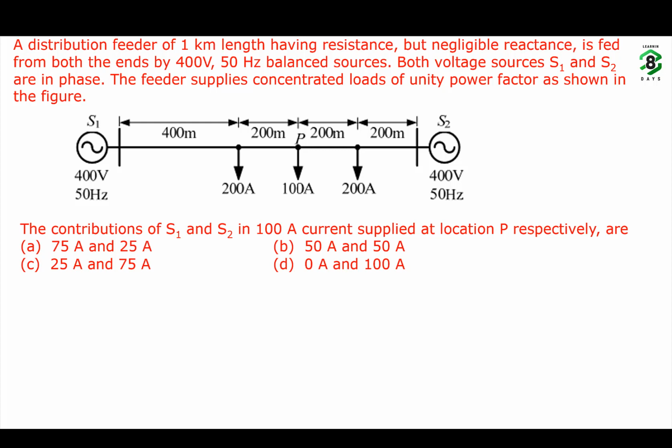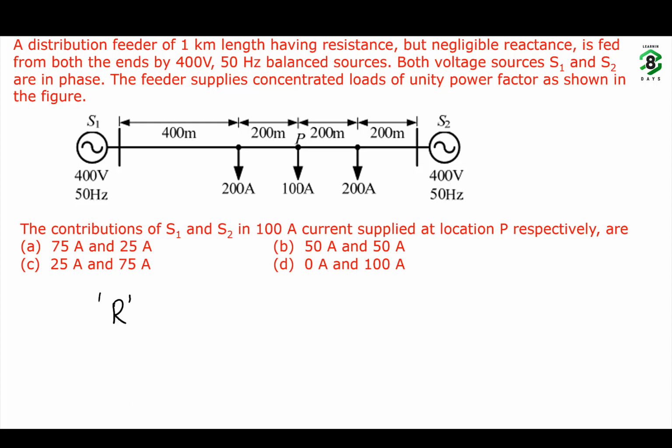That is the question. So here there are two sources, S1 and S2. Both are in phase and the distributor is completely resistive. There is no reactance and all the loads are at a unity power factor. Now he is asking at point P what is the load connected? 100 ampere load is connected. Out of this 100 ampere, how much is contributed by source S1 and how much current is contributed by source S2?